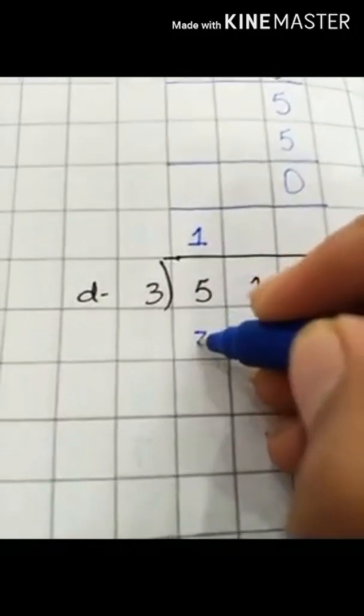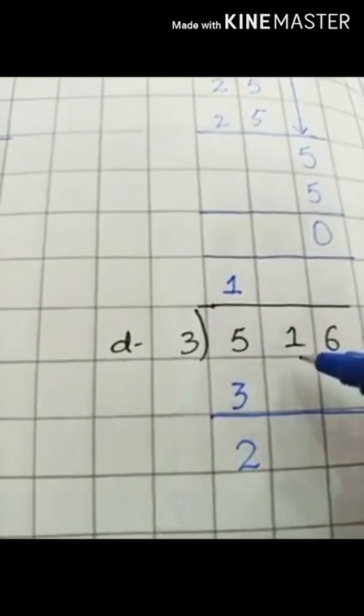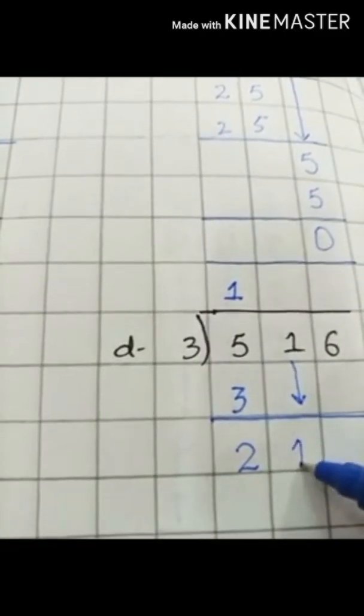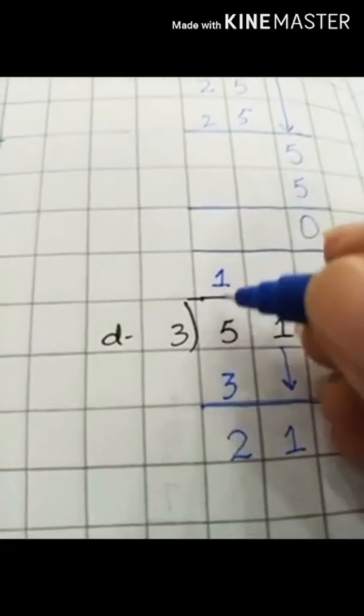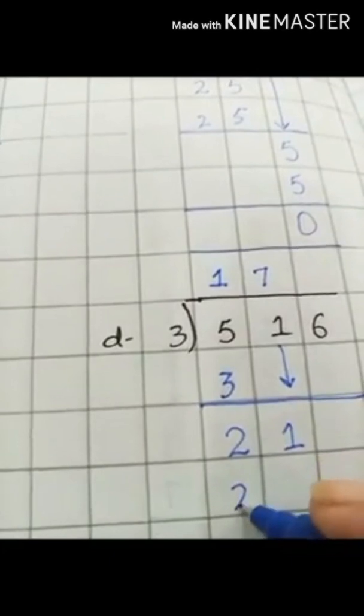3 2s are 6. Can't write the 6, so I will have to write 3 1s are 3 beneath it. Okay. In the next step, 5 minus 3 is 2 and 2 is smaller than my divisor, so I will have to take this 1 down here and this will become the number 21. Now read the table of 3 till the number 21. 3 7s are 21.